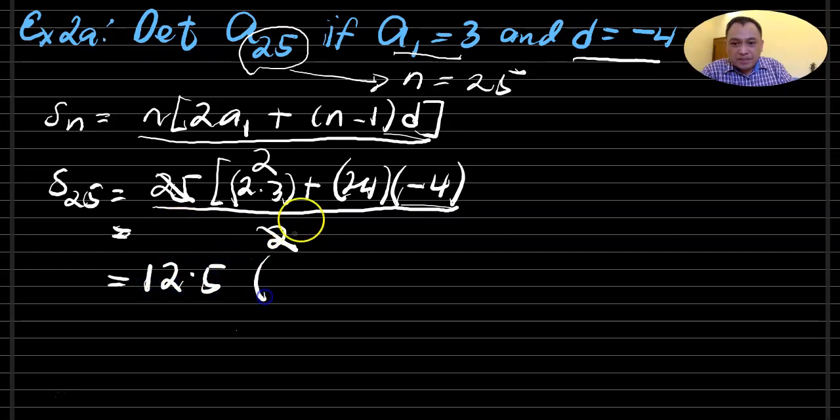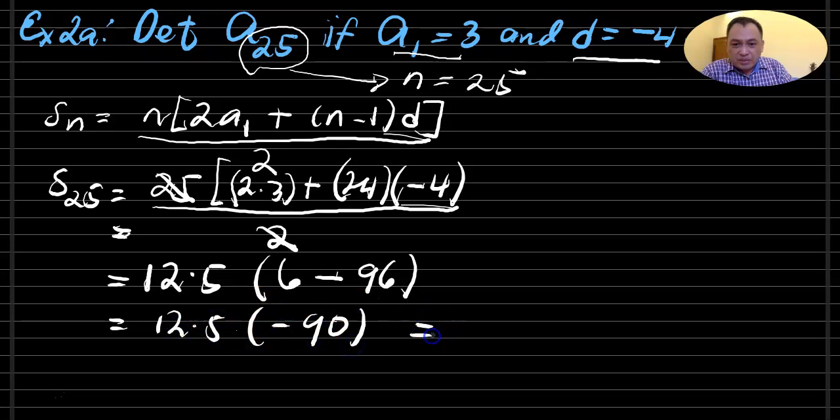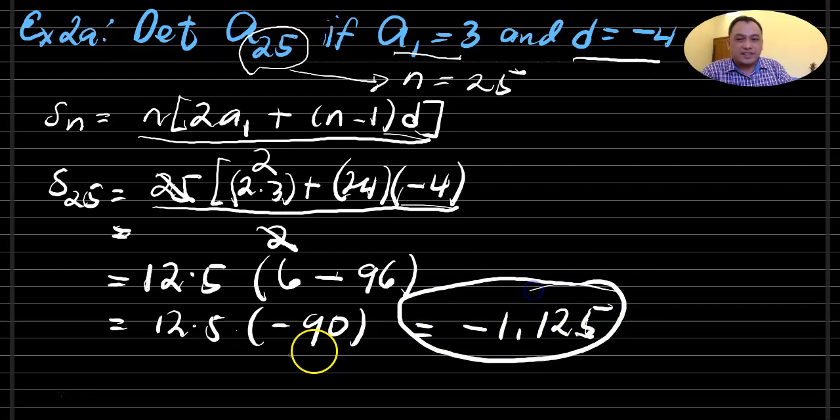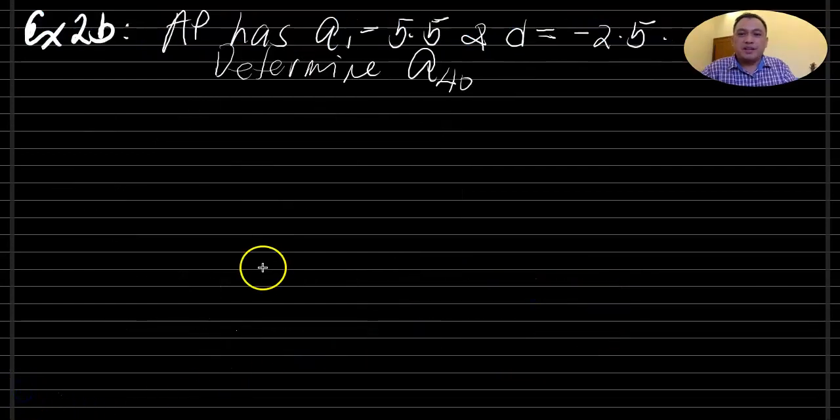Okay, times 6 minus 24 negative 4 is 96, negative 96. So that's going to give you 12.5 times negative 90, which is going to give you negative 1,125. Okay, so this is your answer. See, it's easy, yeah? Example 2b.